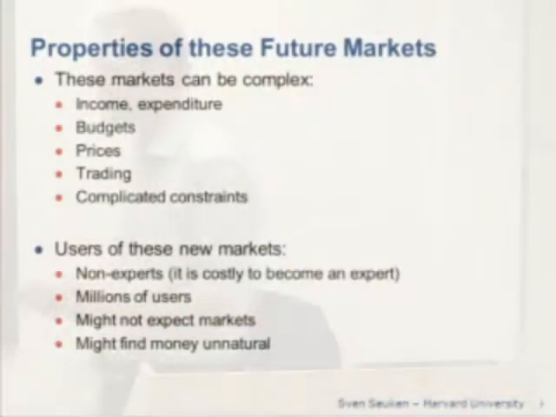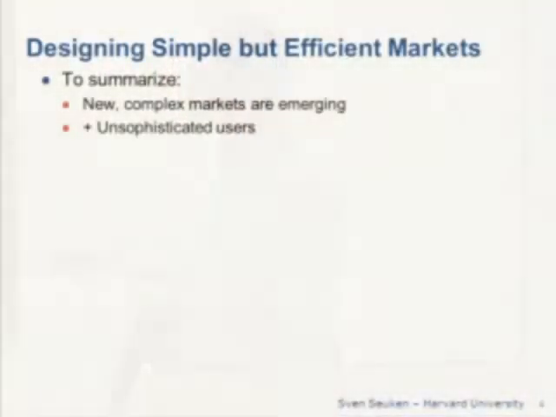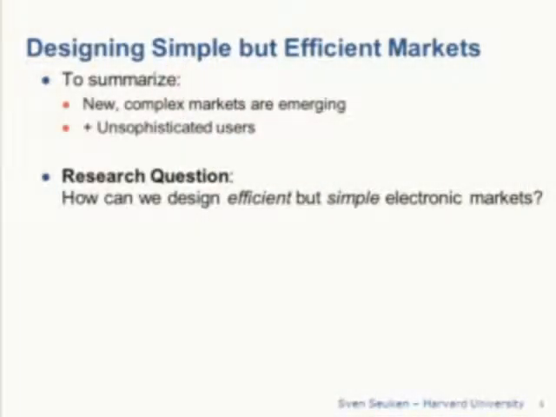And we're thinking of millions of users, which in some domains might not even expect a market to begin with, or they might find money kind of unnatural in that domain. So to summarize, we have all these new complex markets that are emerging in the future with lots of unsophisticated users. And so my research question is, how can we design efficient but simple electronic markets for these particular domains?